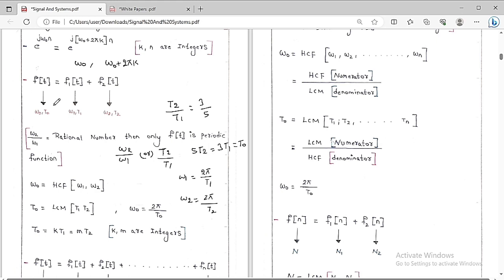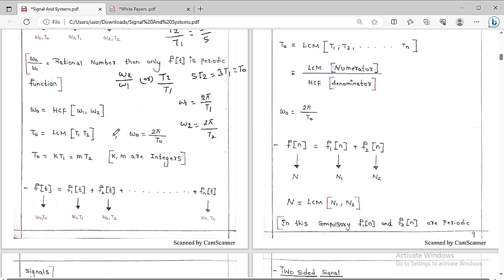Then for this resultant signal, omega naught is equal to the HCF of omega 1 and omega 2, and t naught is equal to the LCM of t1 and t2. Here omega 1 is equal to 2 pi by t1, omega 2 is equal to 2 pi by t2, and omega naught is equal to 2 pi by t naught. So these things always you have to keep in your mind.